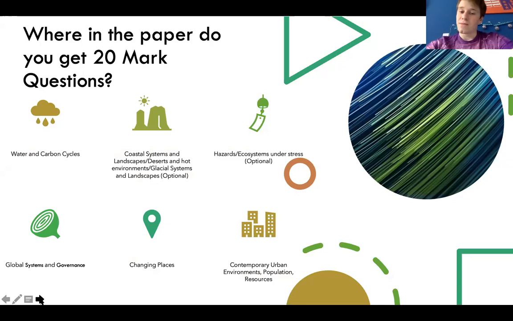But then you'll also have them in your optional topic of either hazards or ecosystems under stress. I will be using hazards because this is the one that I studied, although it applies the same if you're doing ecosystems. Then for your human paper, paper 2, you've got global systems and governance, changing places, and then the optional topic of either contemporary urban environments, population, or resources. For mine, we'll be focusing on contemporary urban, as that is the one I studied at A-level.